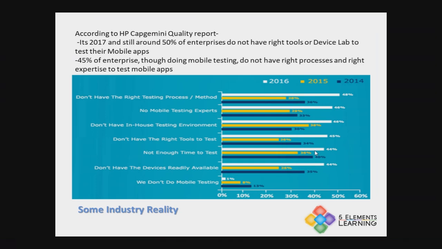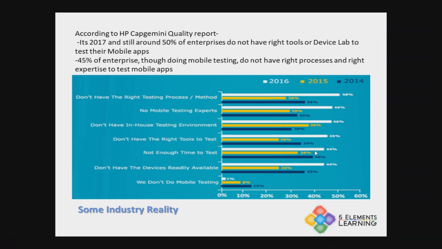According to the HP Capgemini report, around 50% of enterprises still do not have the right tools or device labs to test their mobile applications. And 45% of enterprises which are doing mobile testing do not have the right processes and right expertise to test their mobile applications. So either people are not aware, or they do not have a dedicated lab, which is not recommended unless you are an extremely big organization with a lot of secure features in place.